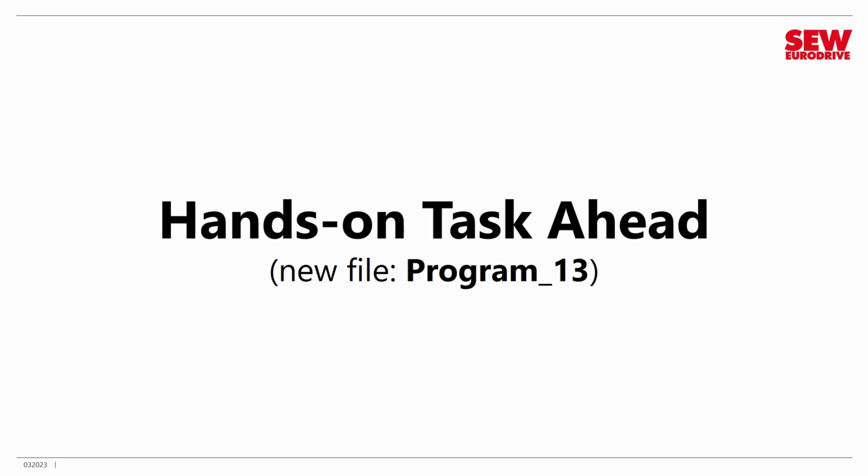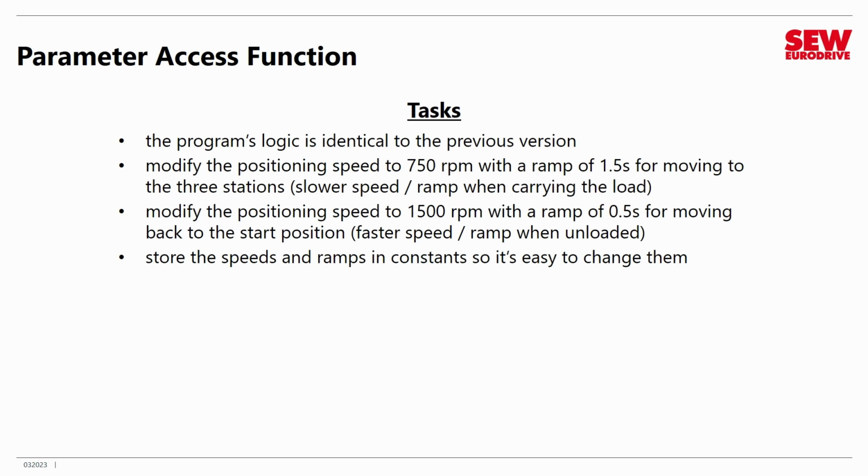We're going to create a new program, program number 13. So make a copy of program number 12 because you're going to use it as the basis for 13. Here's what you need to do. The logic has not changed, but we're going to modify the positioning speeds and the ramps.